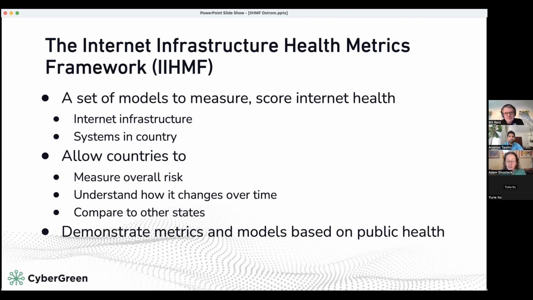And the other thing that we want them to be able to do is actually compare to other countries. Competition is a lovely motivator. Everyone would like to be in the top part of the league tables in various ways, and giving them an ability to assess what they're doing is important.